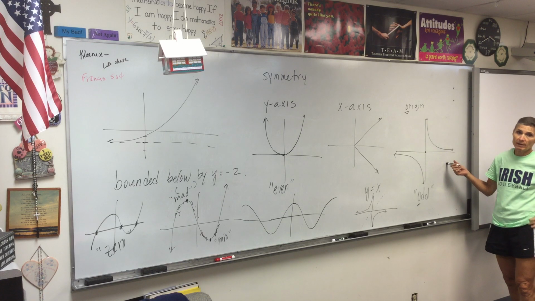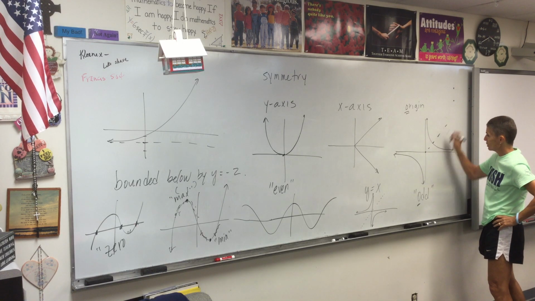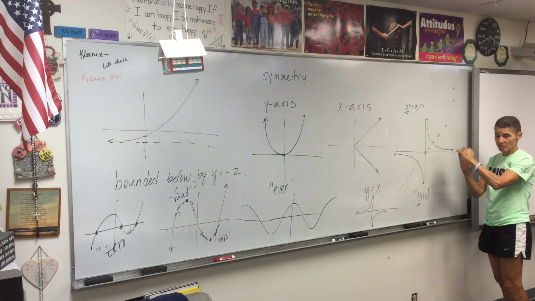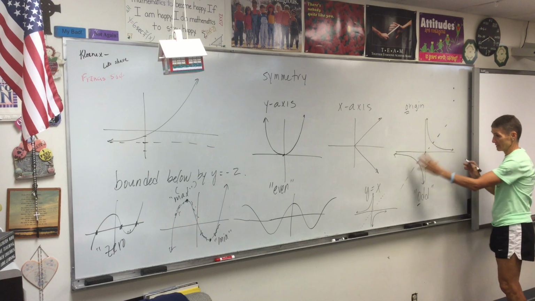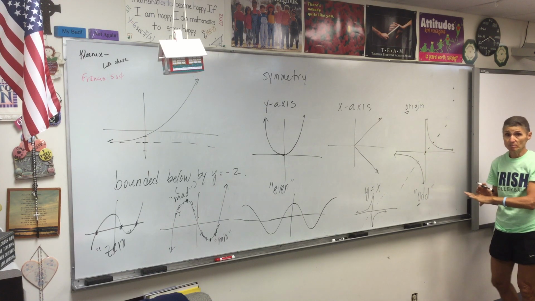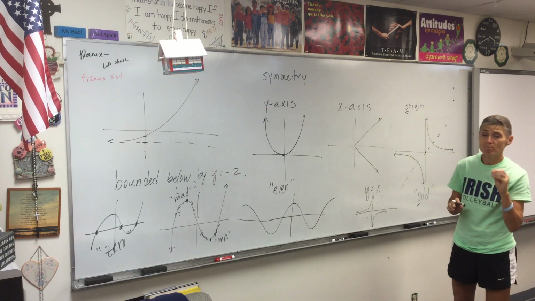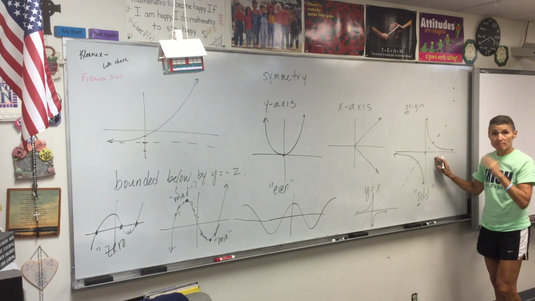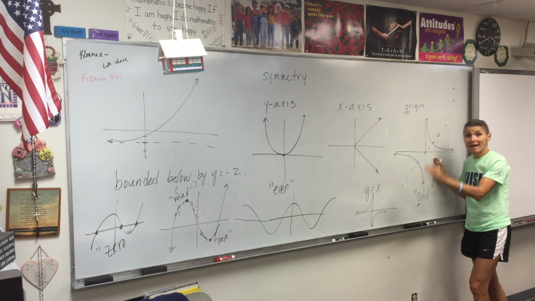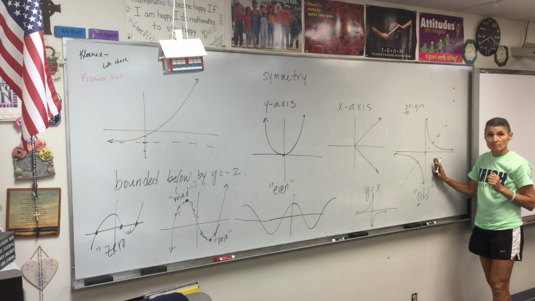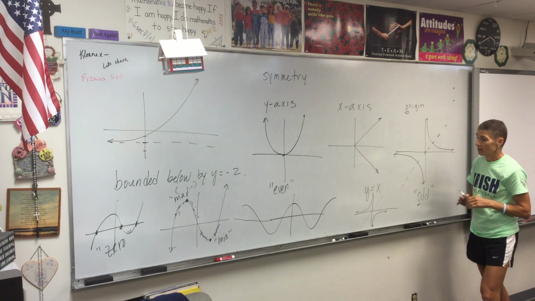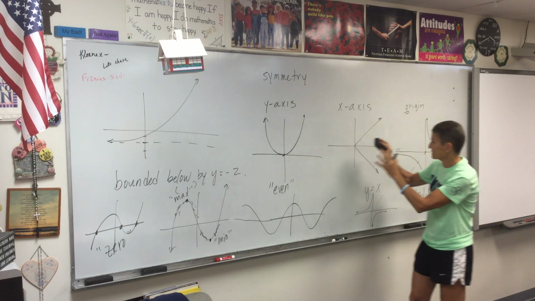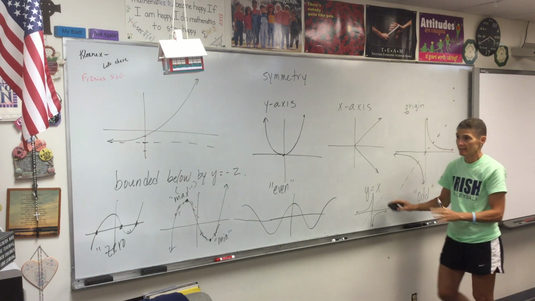Now, I want to point something out. This curve is symmetric about the origin, but it is also symmetric about the identity line. If I fold my paper on that dashed line, this is going to double over on itself. So it is possible for curves to have more than one of these symmetries. This one is symmetric to both the origin and the identity line. Okay, all right. So we understand what it looks like to be symmetric about the y-axis, the x-axis, the origin, and the identity.